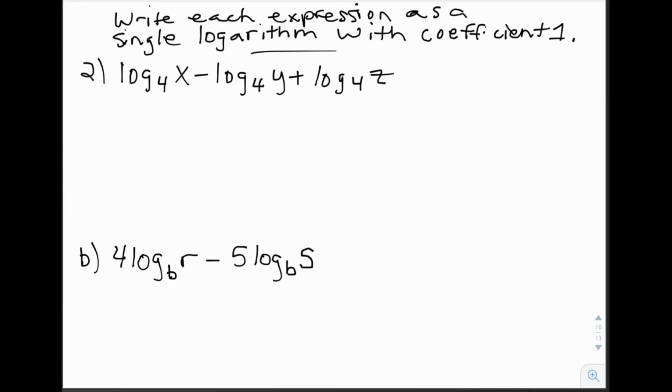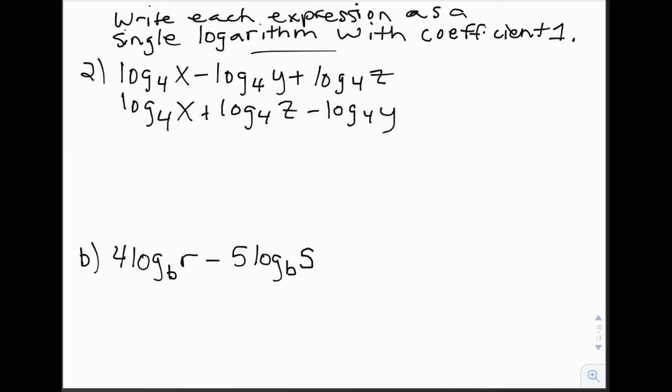Alright, so let's go ahead and look at writing each expression as a single logarithm with a coefficient of 1. So in other words, we're going from expanded all the way to a single logarithm. So for this first example, we have log base 4 of x minus log base 4 of y plus log base 4 of z. So we have the same bases here. Let's go ahead and try to rewrite this so that we can use the product property first and then use our quotient property. So in other words, we will have a log base 4 of x plus log base 4 of z, and then finally we'll have a minus log base 4 of y.